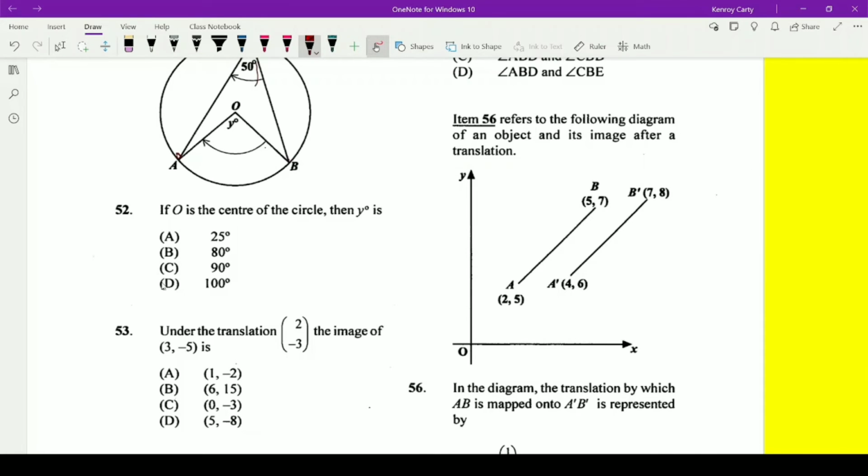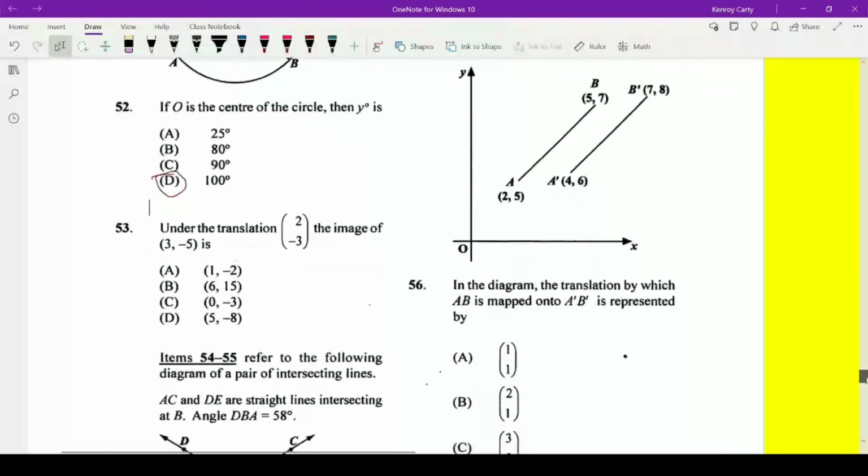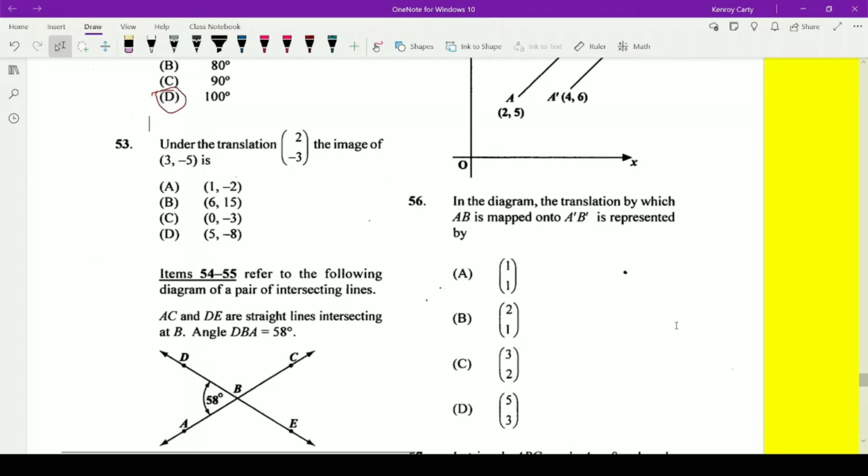Sorry, not C, option D as in dog. 50 times 2 is 100. Alright, taking this down now. Under the translation 2 minus 3, the image of 3 minus 5 is.